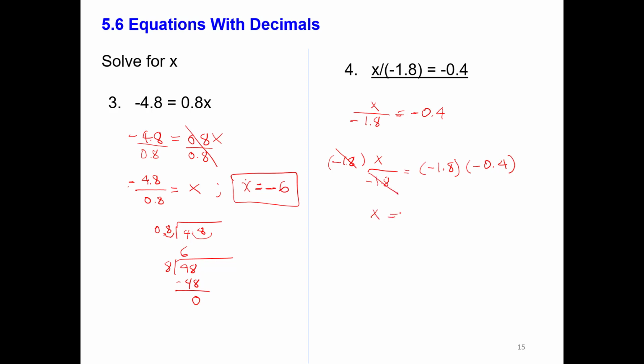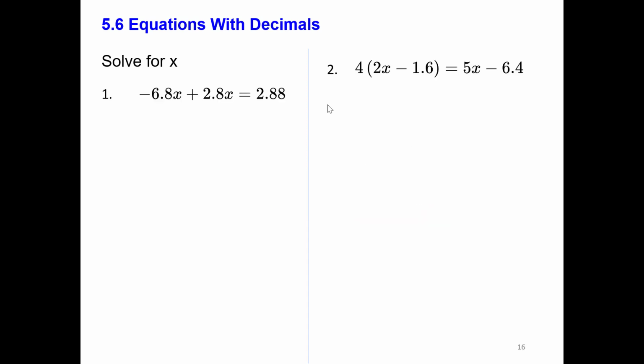Now we need to multiply negative 1.8 times negative 0.4. We know that if we multiply negative times negative, the answer is positive. Now let's multiply the numbers: 1.8 times 0.4. 8 times 4 is 32. Carry the 3. 4 times 1 is 4, plus 3 is 7. We have 1 and 2 decimal places, so the answer is positive 0.72. That is the x value.